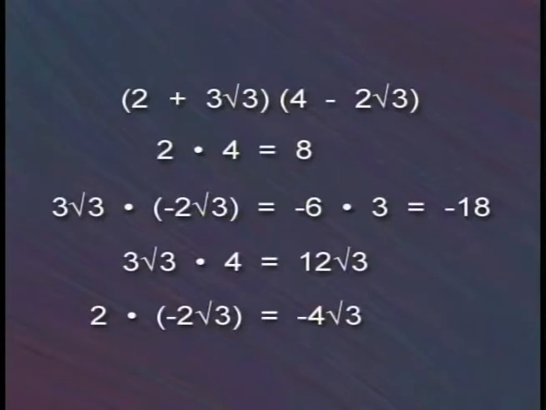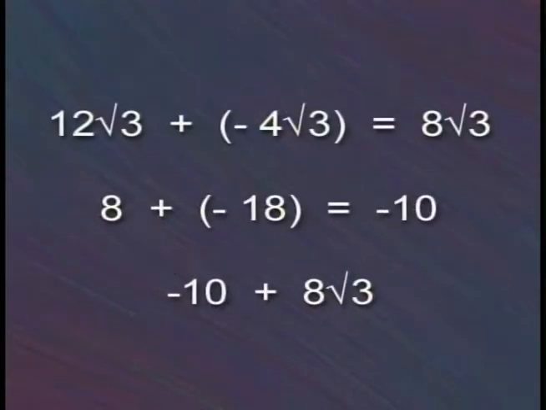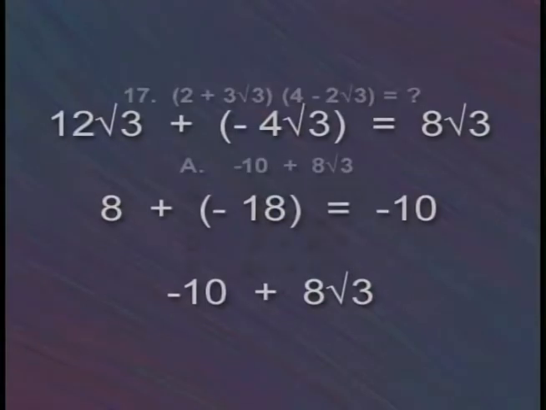Now, 3 times the square root of 3 times 4 equals 12 times the square root of 3. 2 times negative 2 times the square root of 3 equals negative 4 times the square root of 3. Now combine similar terms. 8 plus negative 18 equals negative 10, and 12 times the square root of 3 plus negative 4 times the square root of 3 equals 8 times the square root of 3. The correct answer is A.